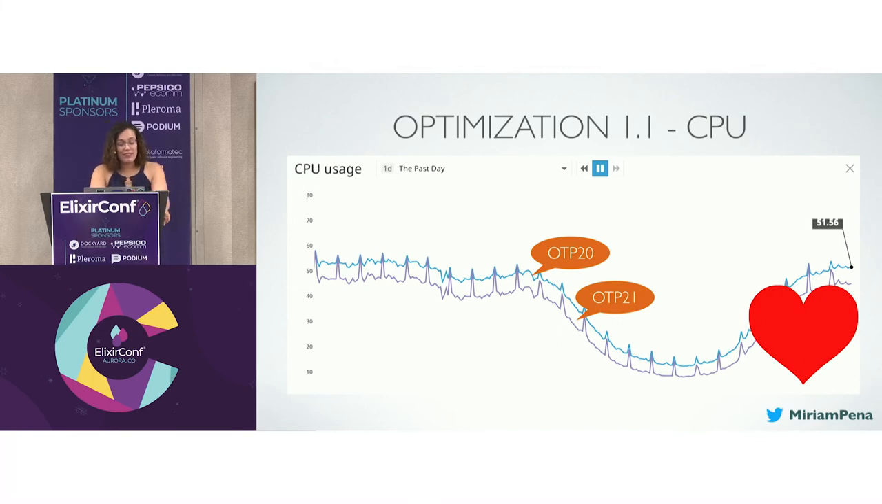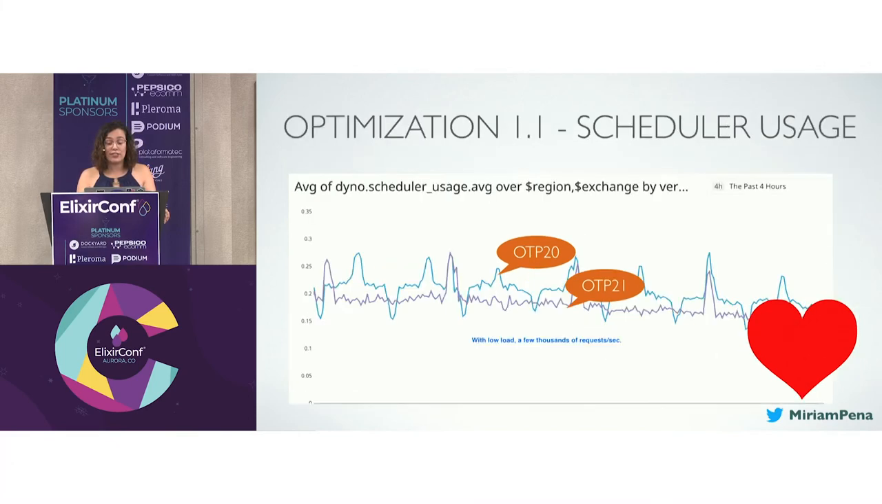21 brings a lot of optimizations in IO polling. I think this is what actually helped us with CPU usage, which is actually misleading because when the scheduler is idle, it's using CPU and you're really not doing anything. So what you should really look at is the scheduler usage. You can see as well that the scheduler usage in OTP 21 is lower. But of course, you will say, oh, it's a 20% scheduler usage difference, this is not really enough.